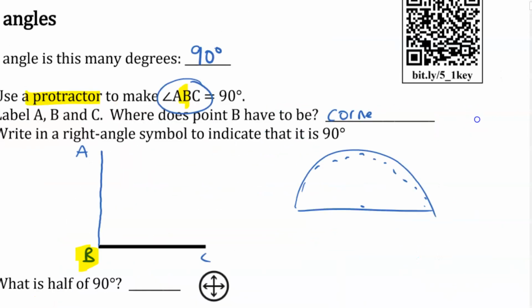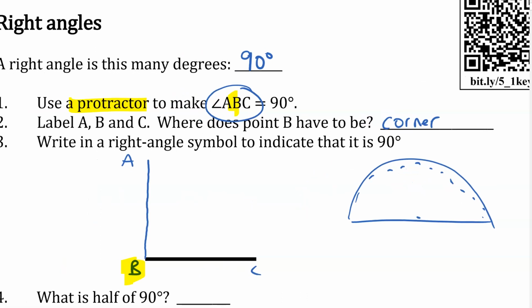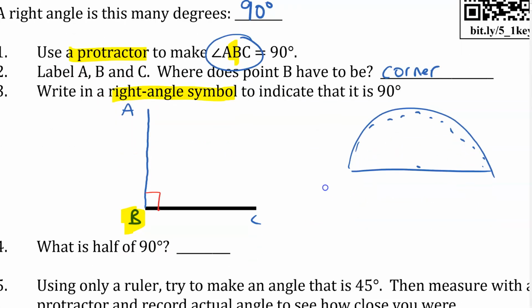Oops, something weird happened there. Let's try it again. In the corner. Write in a right angle symbol to indicate that it is 90 degrees. So a right angle symbol looks like that. It's that red part that I put in. So it looks like making a mini square, because a square has 90-degree angles in all four corners.